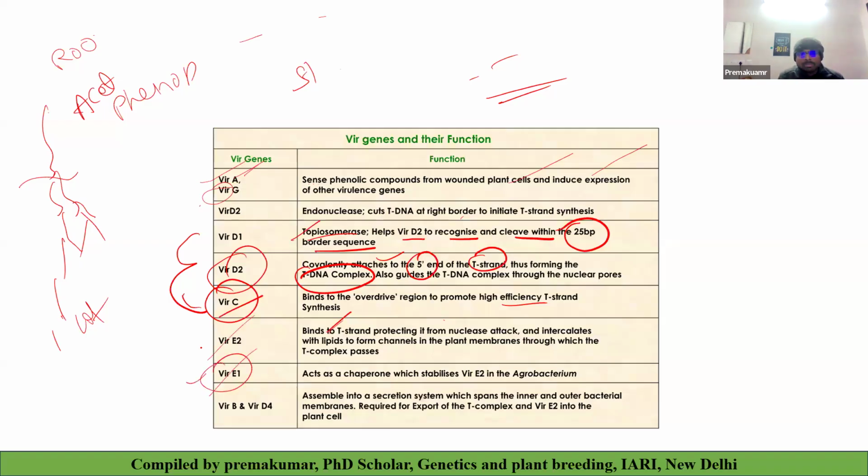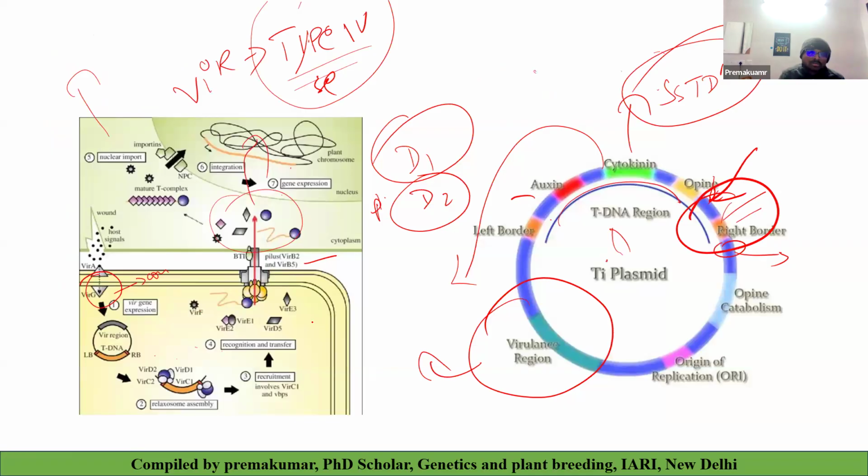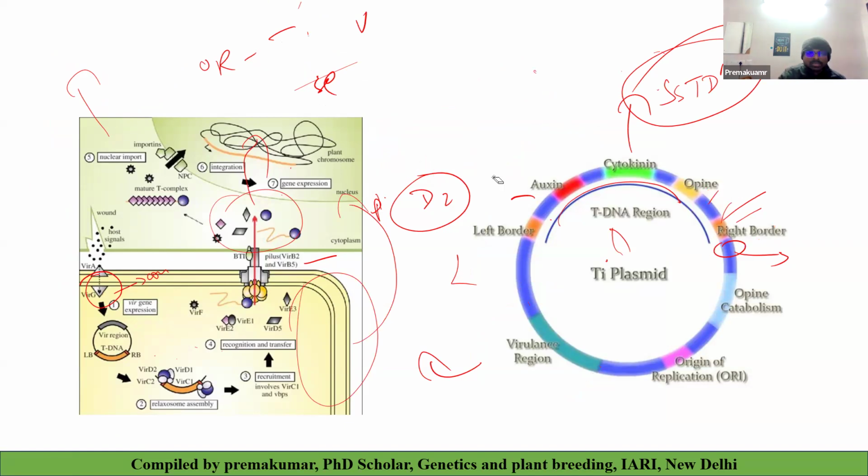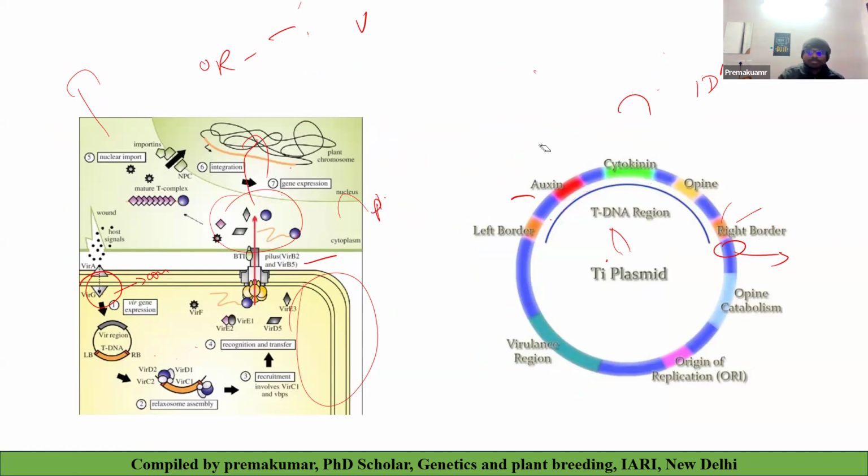Then VirE1 actually stabilizes VirE2. Then VirB provides the passage, the type 4 secretion system, so that your T-DNA complex moves from the bacterial cell to the plant cell. Now you understood what T-DNA is and what the functions of the Vir genes are? Any doubts regarding it?